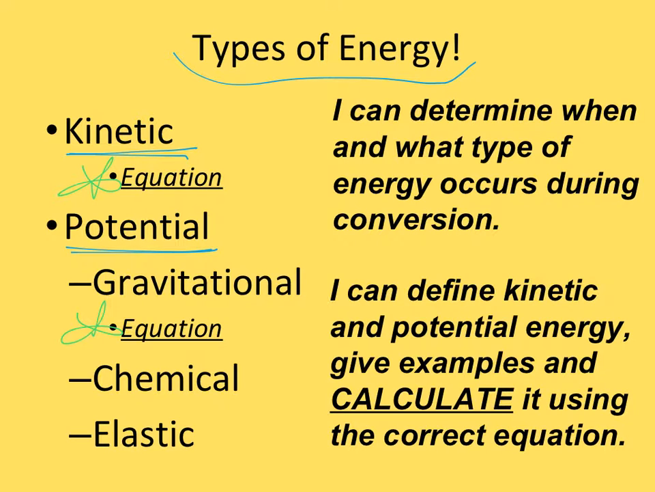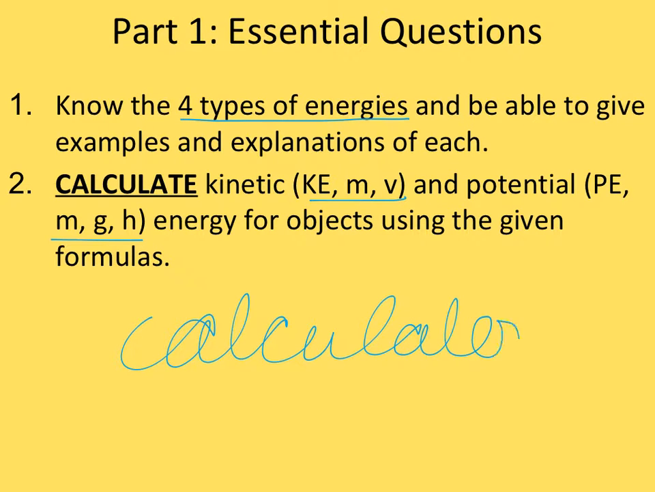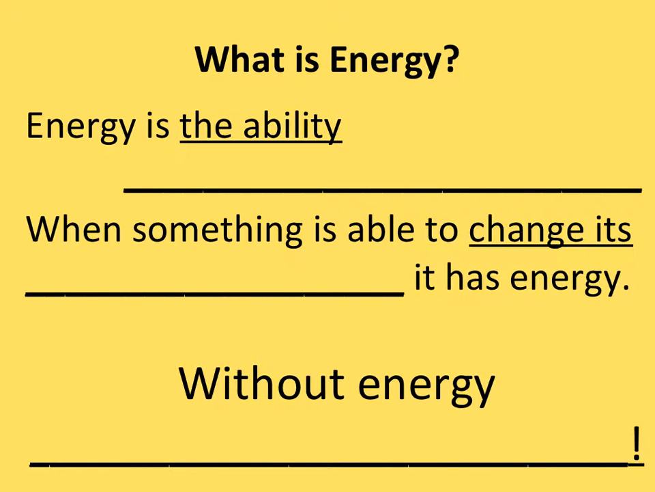This video is going to start out with kinetic. So we want to make sure we know exactly what energy is, and we also want to make sure we know the examples and how to calculate each type of energy. That's exactly what our essential questions at the top are. By the end of our discussion, we want to know all four types with examples and then calculate, again, the two main kinds, kinetic and potential. So again, make sure you've got that calculator ready to go so you can work on it as the video progresses.